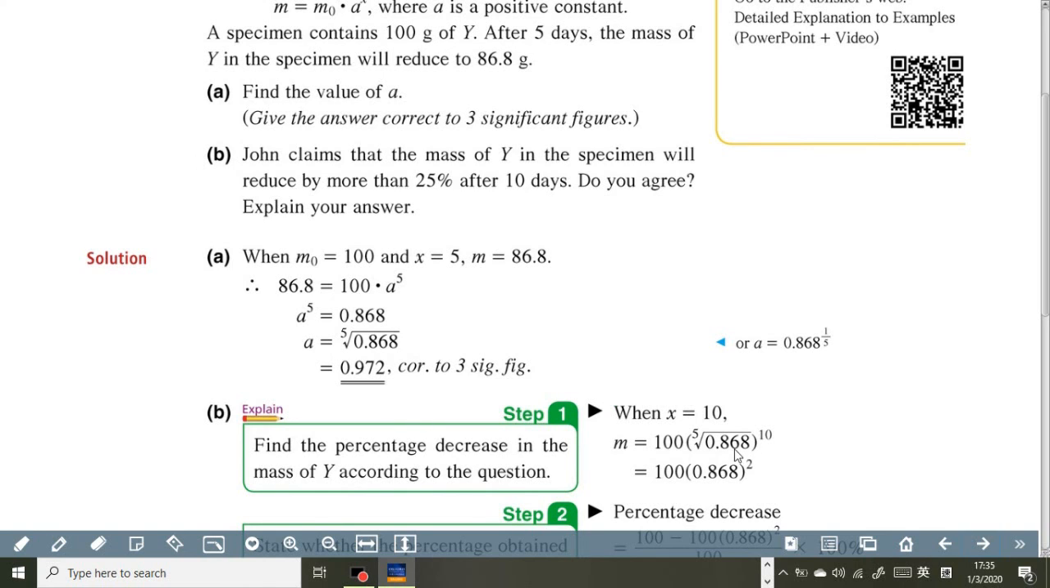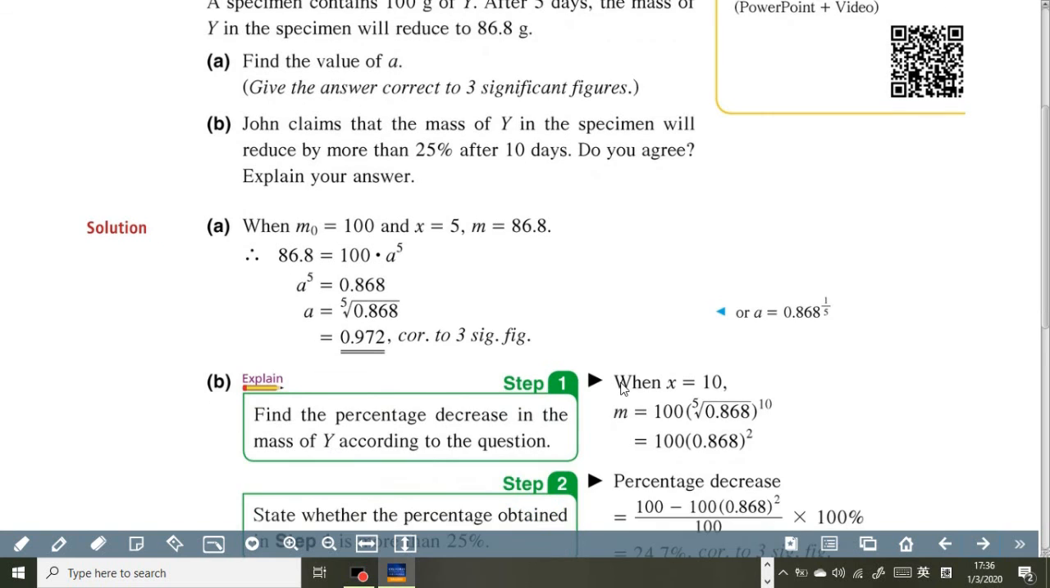Why do we take this one? Because this is the exact value. You do not have any error when you are using this value. So here you have the power of 1/5, and then you have power 10, so you cancel and it becomes power 2 here. So the answer is very easy, just 100 times 0.868 to the power 2. Then this value you do not need to calculate at that moment. You just want to find the percentage decrease.